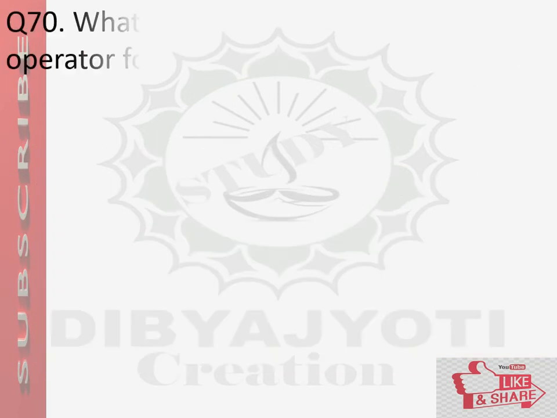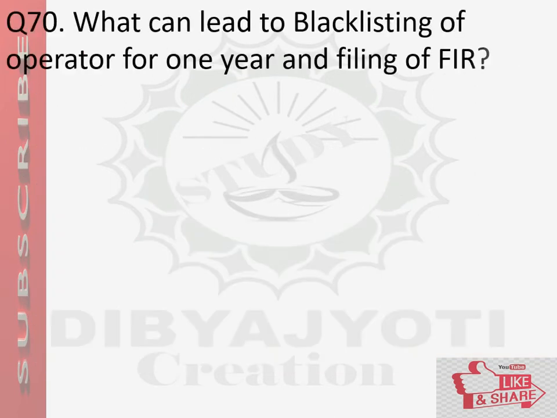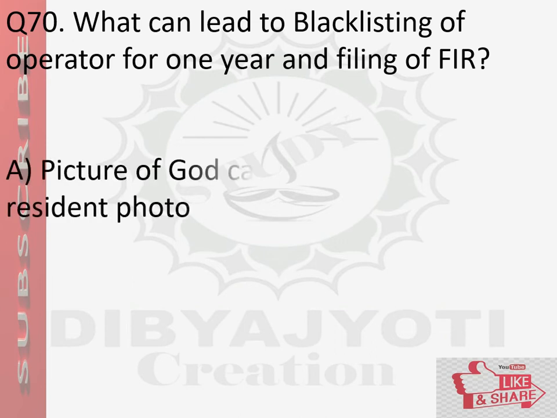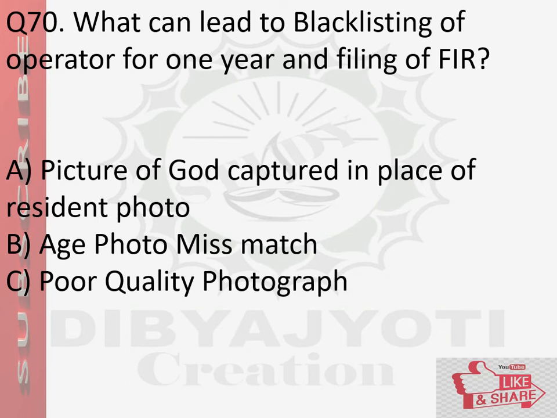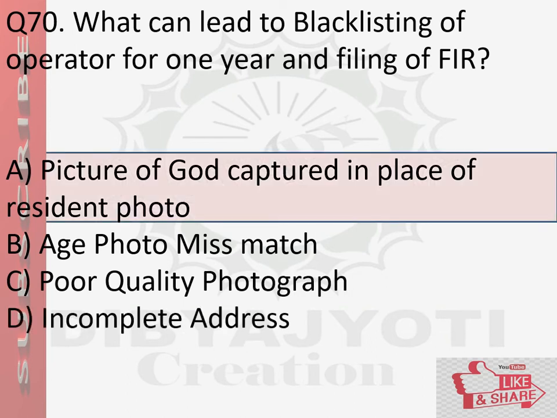Then next, what can lead to blacklisting of the operator for 1 year and filing of FIR? Picture of God captured in place of resident photo, age photo mismatch, poor quality photograph, option D incomplete address, and the answer is picture of God captured in place of resident photo.